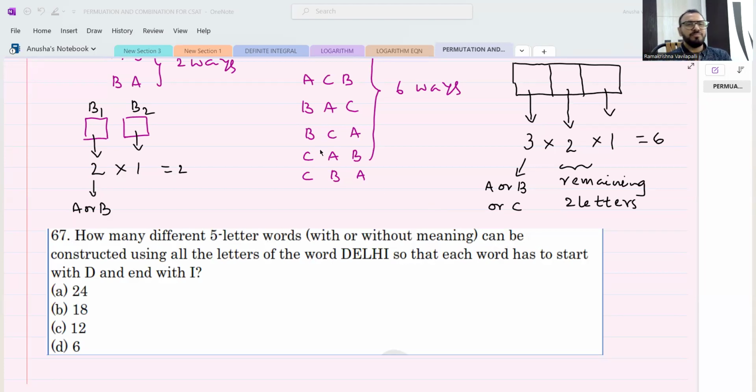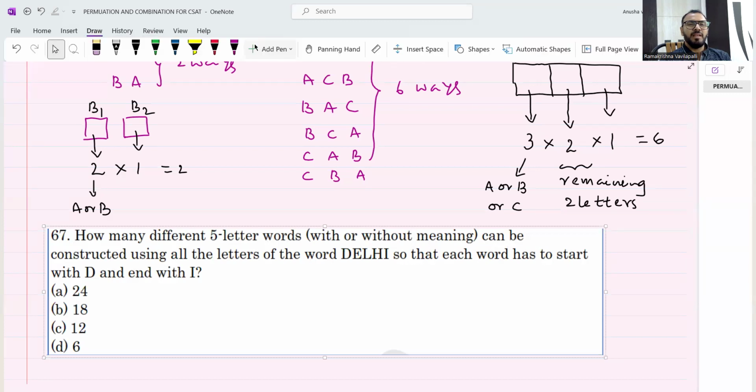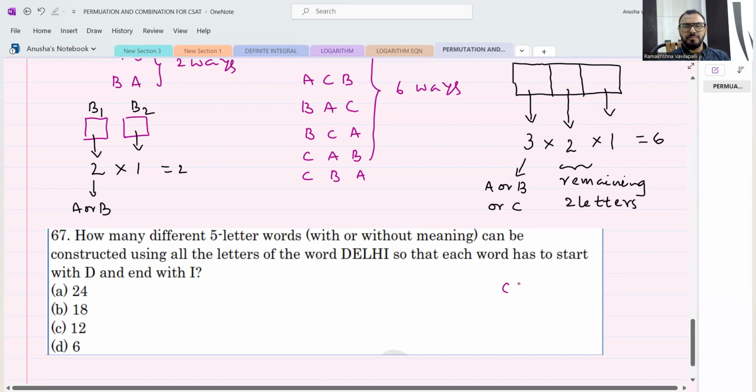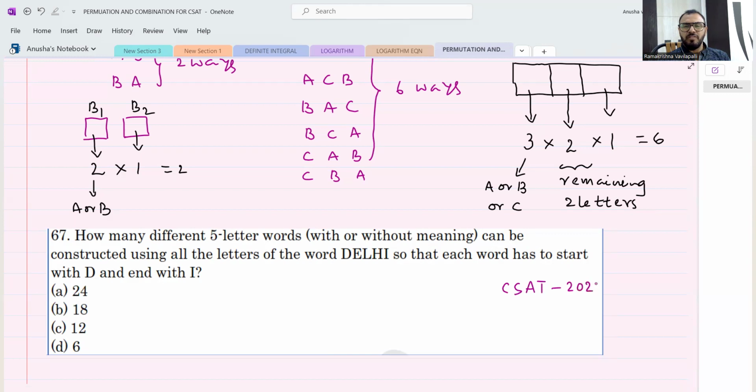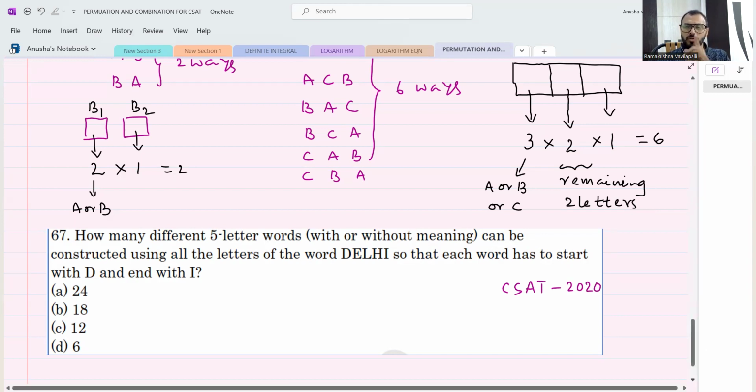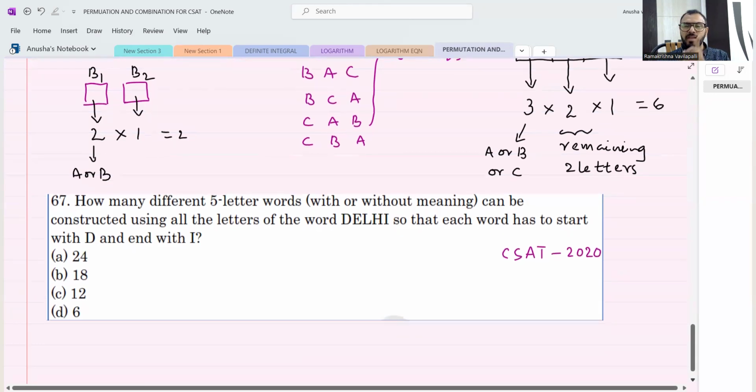Here is a question of CSAT 2020. I will solve this question. From there onwards, you can solve many questions. If you understand this question, no doubt, I am sure that everybody can solve any kind of question using the same method, almost all.